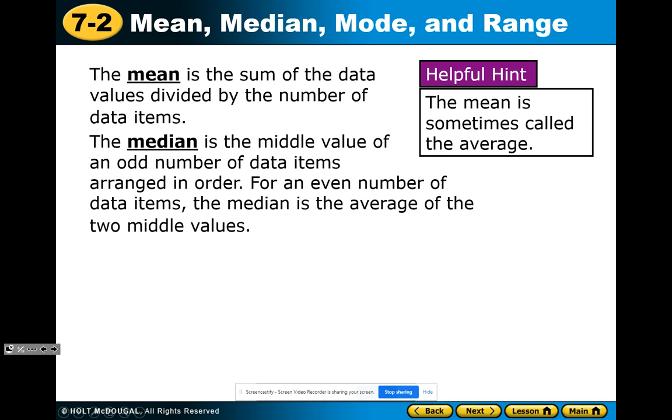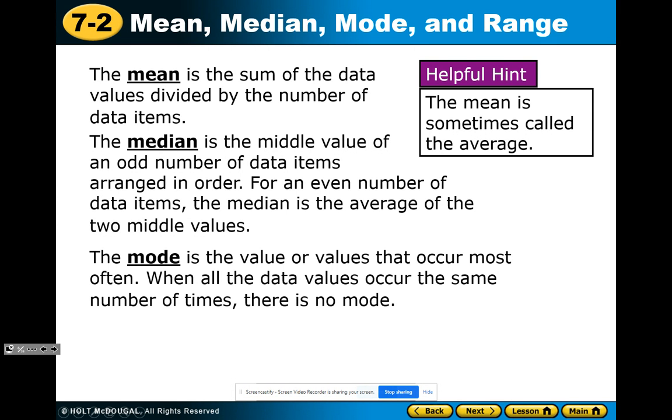For an even number, you take the average of them. So the first thing you're going to want to do is write them in order. If there's 12 of them, I'm going to have to do an extra step. I'm going to have to take the 2 middle ones and average them. Do you know how to average things? Just like you do for the mean, except there's only 2 of them that you're adding together, so you divide by 2. Does that make sense? Okay.